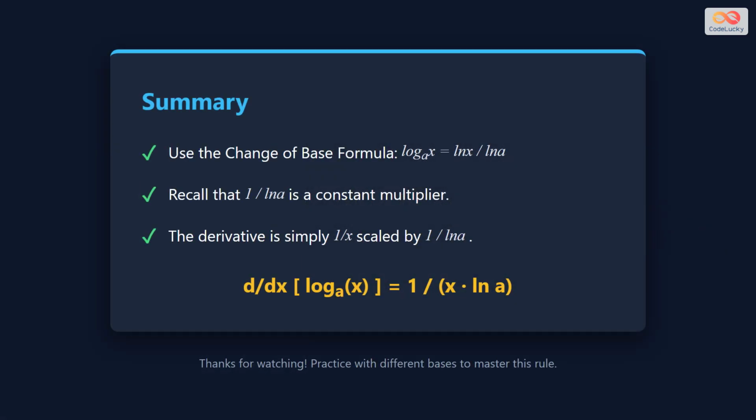To summarize, whenever you need to differentiate a logarithm with a base other than e, remember the change of base factor. You essentially treat it like a natural logarithm, getting 1 over x, but you must divide the result by the natural log of the original base. Keep practicing with different bases, and this rule will become second nature.